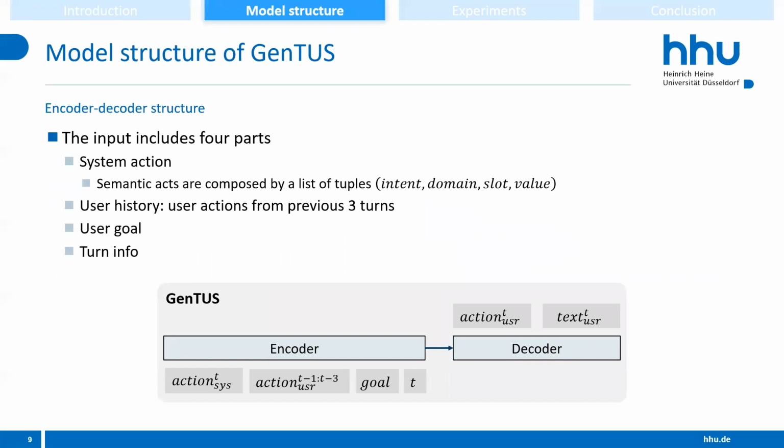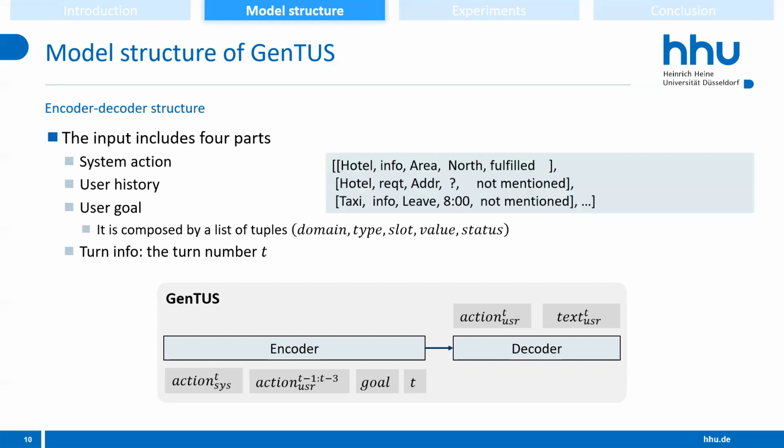To deal with these problems, we propose GenTUS, a generative transformer-based user simulator with an encoder-decoder structure. The input of GenTUS has 4 parts. The first one is the system action. The system action is composed of a list of tuples: intent, domain, slot, and value. And the user history includes user actions from the previous 3 turns.